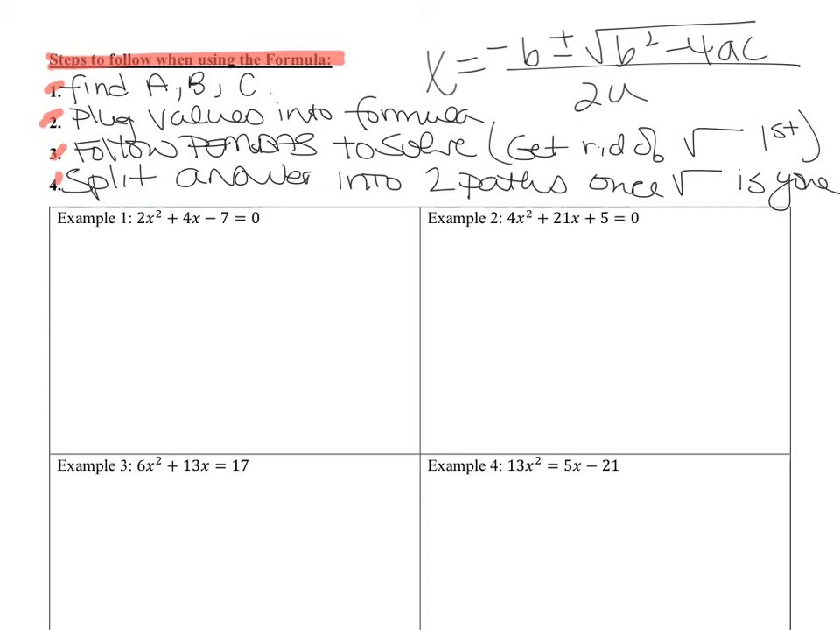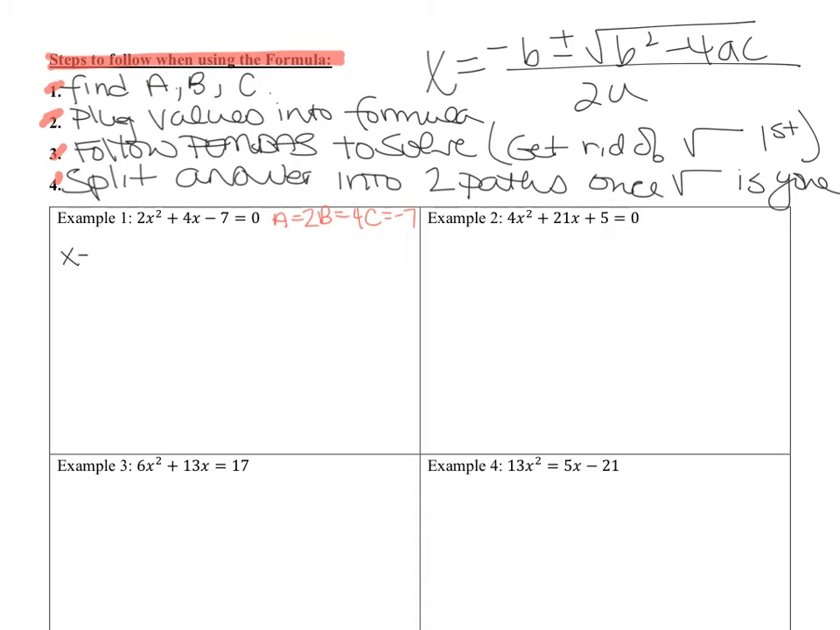So, alright, example 1. So I got to do the quadratic formula because I can't factor it, or even if I can factor it, I'm still doing the quadratic formula. So I got to find A, I got to find B, and I got to find C. So A is 2, B is 4, C is -7. So now, step 2, plug values into the formula. So I'm going to use this formula, and every time I see an A, I'm plugging in 2. Every time I see a B, I'm plugging in 4. Every time I see a C, I'm plugging in -7.